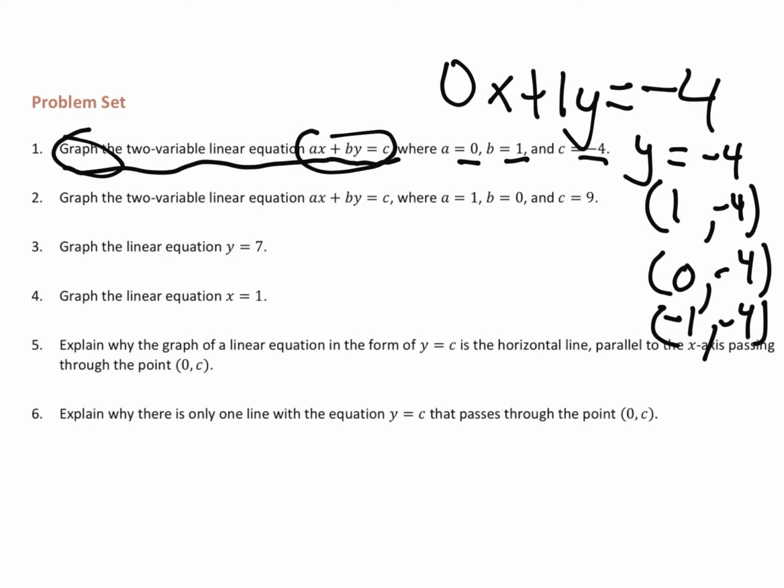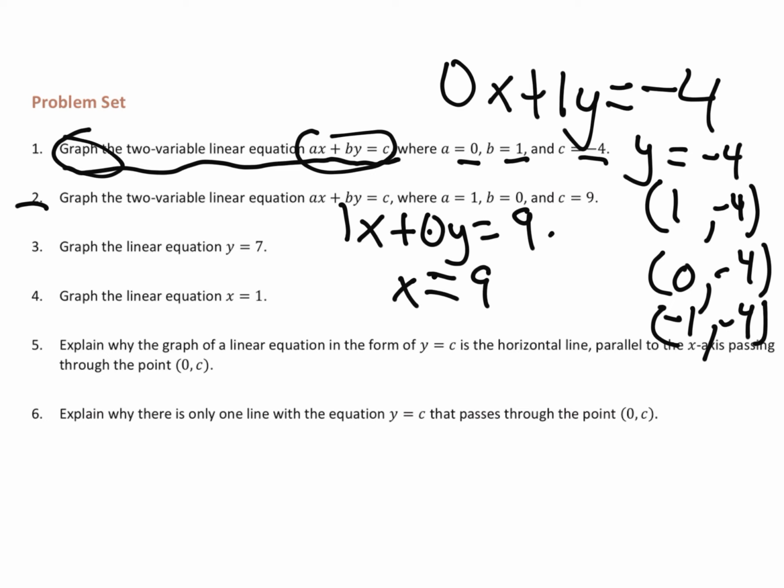Alright, and then for number 2, we're going to do the same exact thing. So we have a equals 1, b equals 0, and c equals 9. So we're going to do the same thing here. You notice that it's a 1, so we're just going to write x, and 0 times y is 0, so we're not going to write anything, and we just have 9. So what we have is x equals 9. It's the same thing, just like what happened on the first problem.